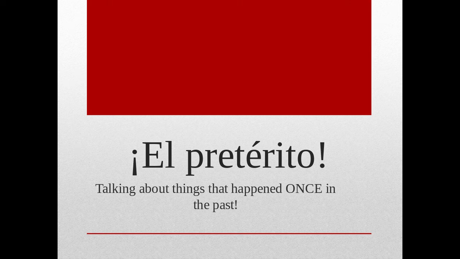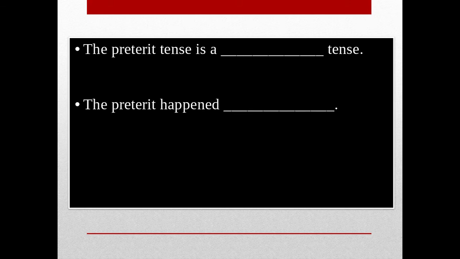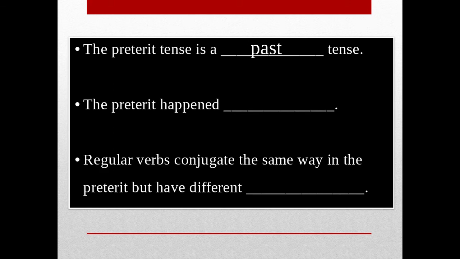Hola, vamos a hablar del pretérito, talking about things that happened in the past, specifically completed actions in the past that happened once. The preterite tense is a past tense. In Spanish, there are two specific past tenses. This tense, the preterite, happened once. Remember, the preterite happened once. That will help you later on when you learn about the imperfect.